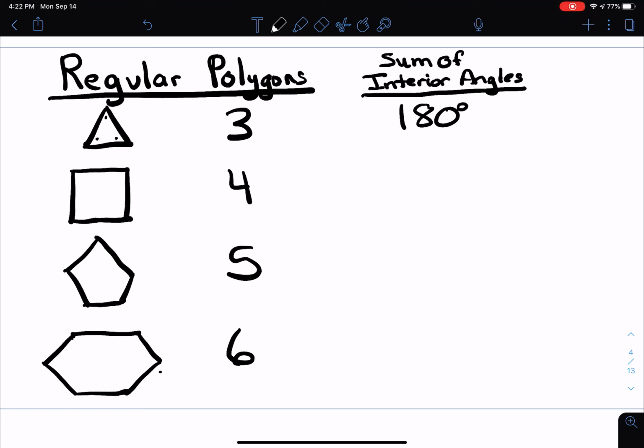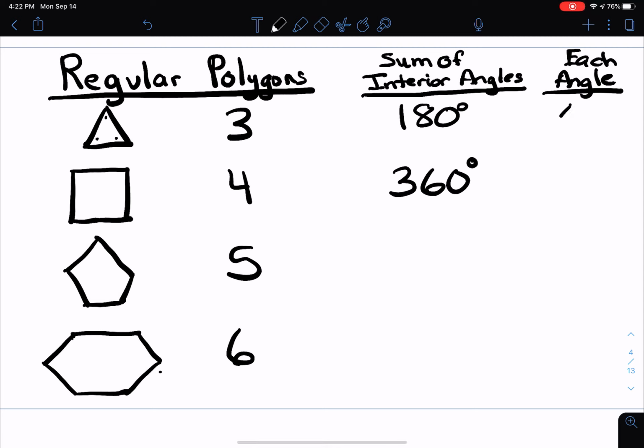Now, if you look at your square, you're like, well, I know each of those is 90, so 90, 90, 90, 90 has to come out to a total of 360. And you can also make some deductions about each angle, since we're talking regular polygons and the angles are all the same. Well, if the total is 180 in a triangle, divide by 3, each one's 60 in the equilateral triangle. If the total is 360, we know squares are each 90. But then what's going on with like a pentagon or a hexagon, as we go higher?